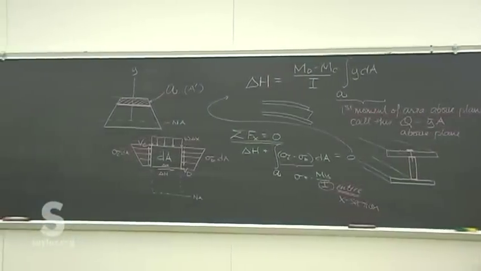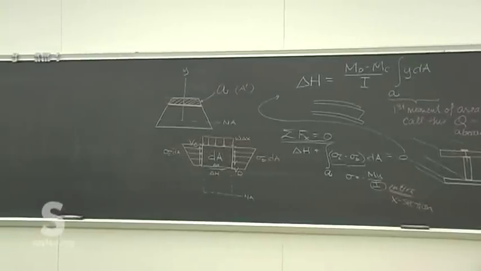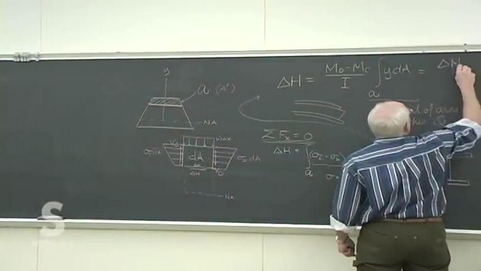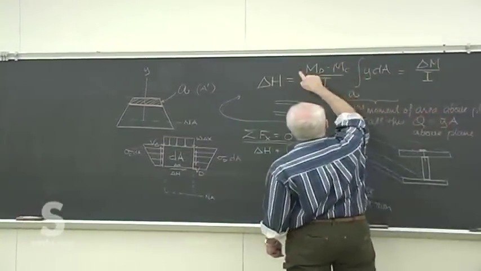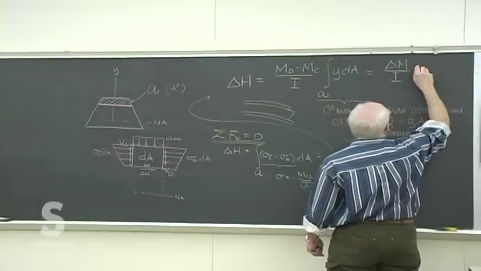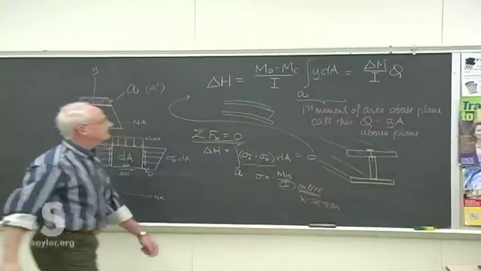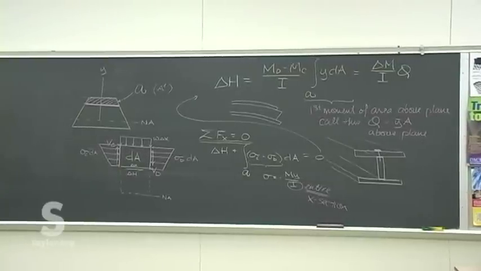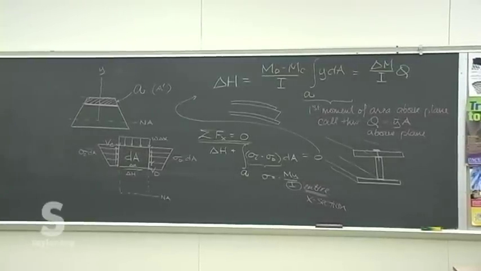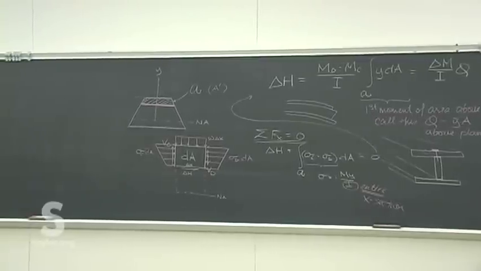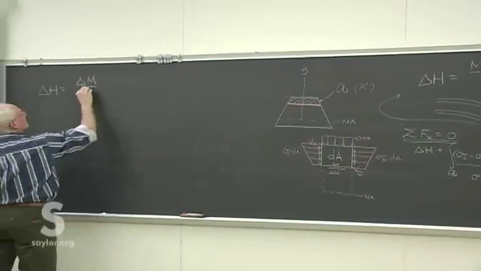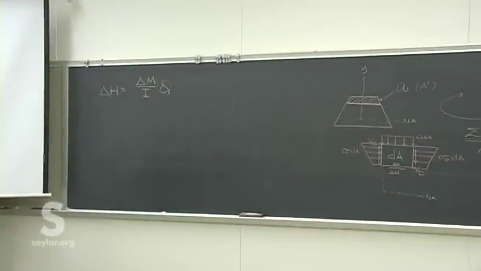So we're almost done with this. We almost have it put together. So this becomes delta M over I, where delta M is just the difference in the moment on either side, times Q. Now we're almost done with all the pieces we need. So let's see what we've got. I'm just rewriting that same thing. Delta M over I times Q.